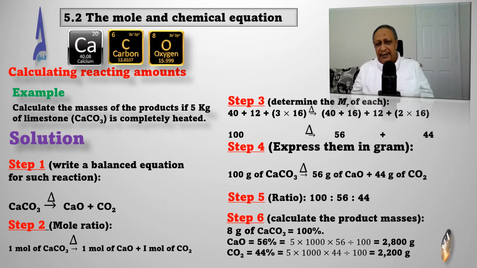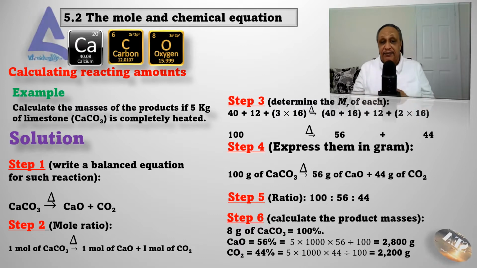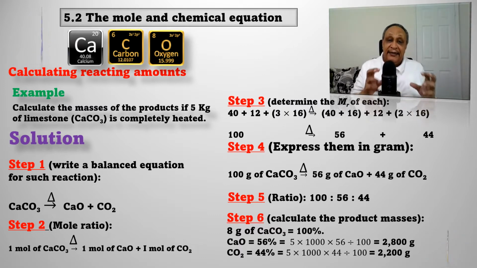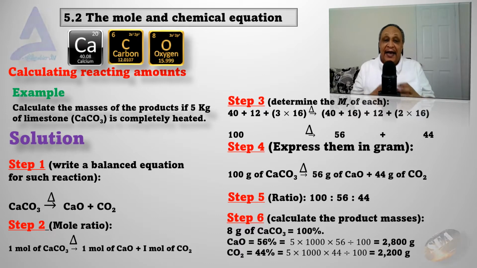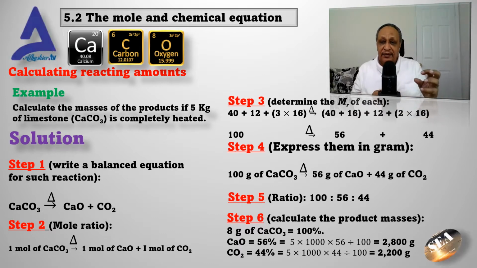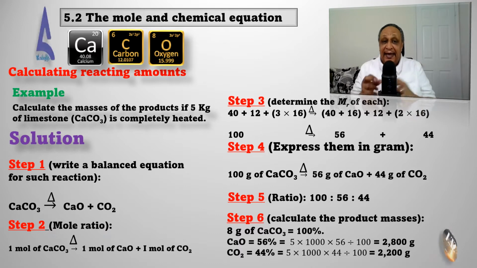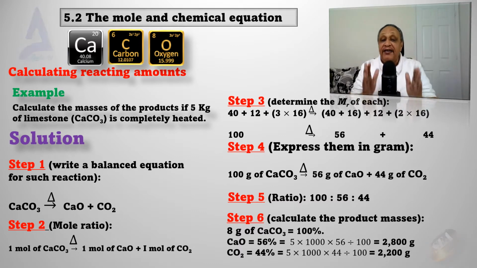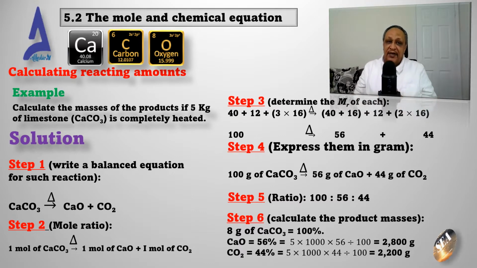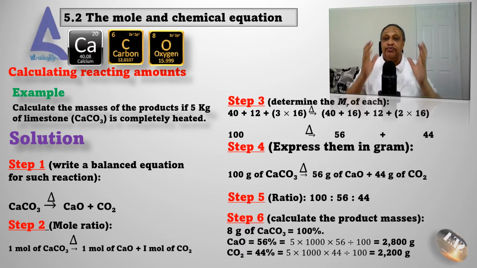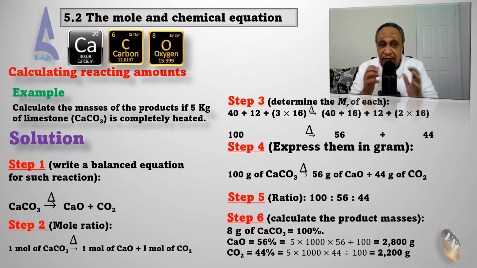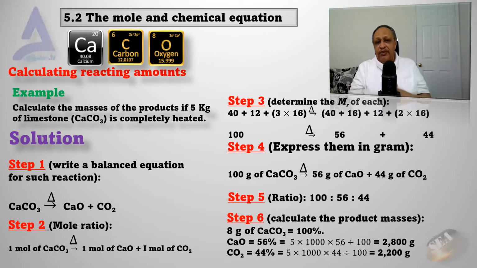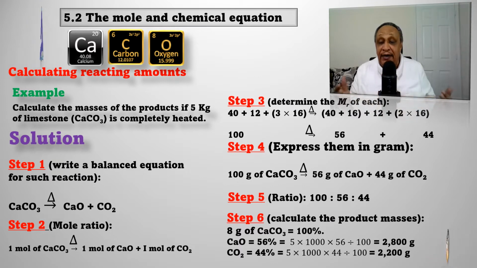What do I mean by that? What I mean is very simple: instead of having 8 grams of limestone, which is calcium carbonate, now in this problem we are going to have 5 kilograms of limestone. We would like to burn 5 kilograms of limestone. So what are we going to do? Nothing. Very simple.